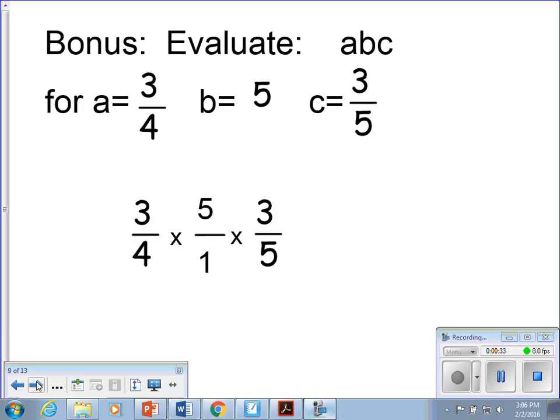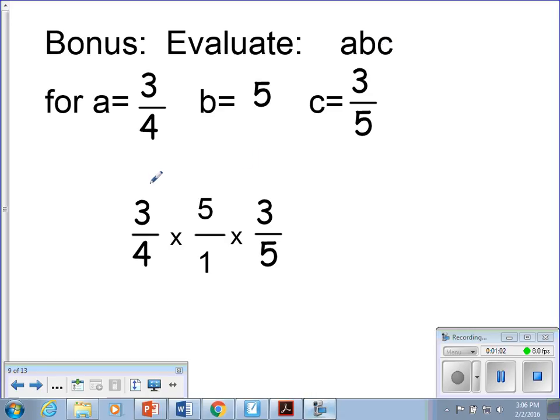The bonus asked us to evaluate ABC. A is 3/4, B is 5, and C is 3/5. What you need to know already is that there is an operation going on in between these variables. In fact, multiplication is implied in between A and B. So this is saying A times B times C.